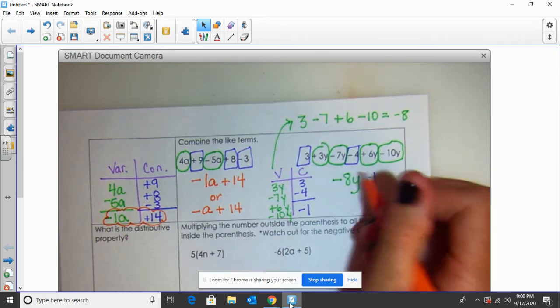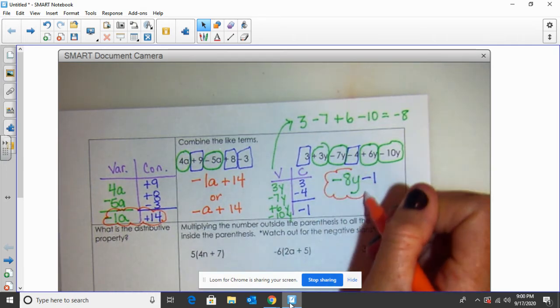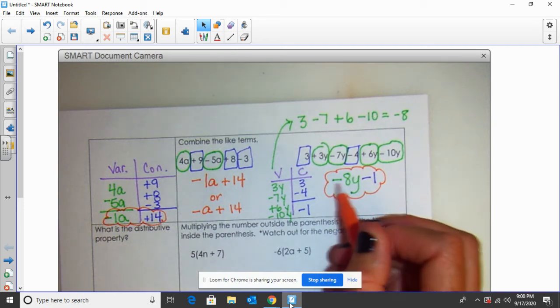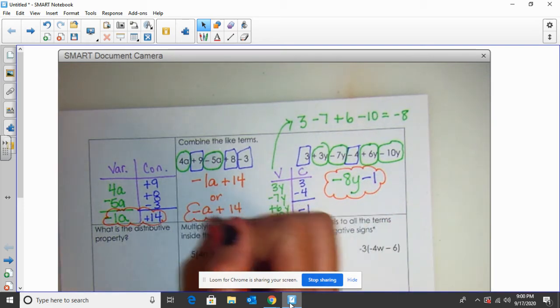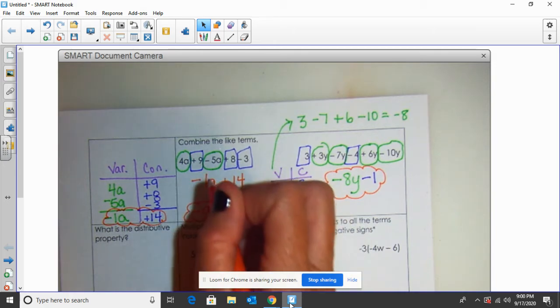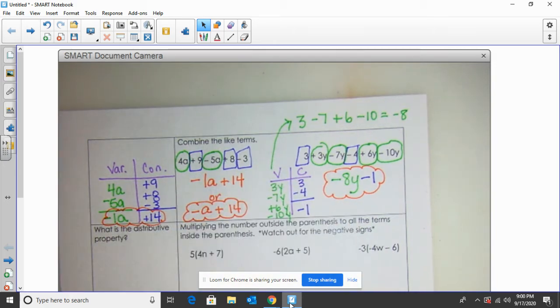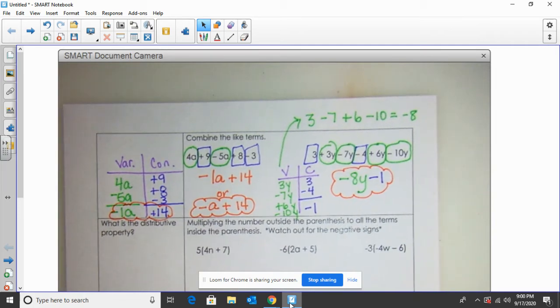So when I write that all together, I put them next to each other, my problem will read negative 8y minus 1. Okay, and over here, this was the best choice, but this is also an acceptable answer. All right, so that's the first part of our notes, and that's called combining like terms.